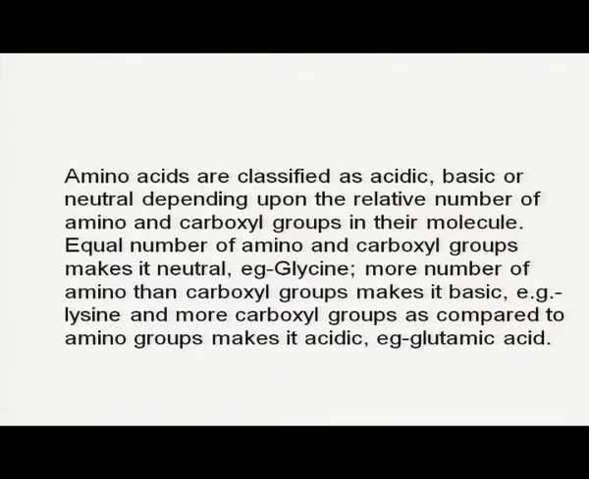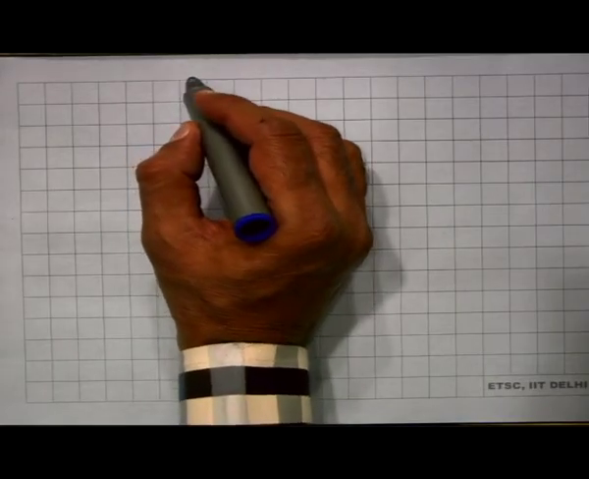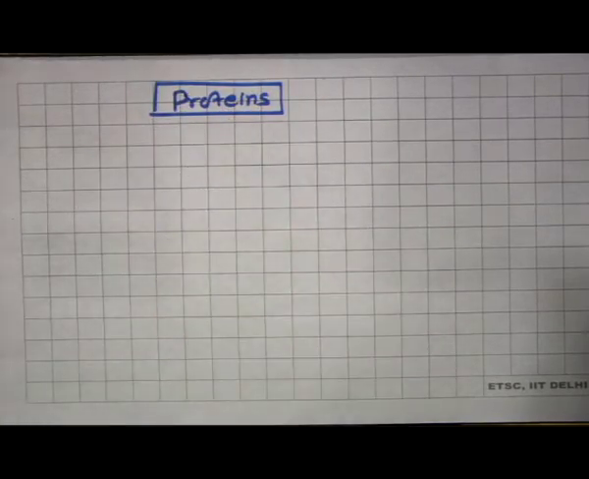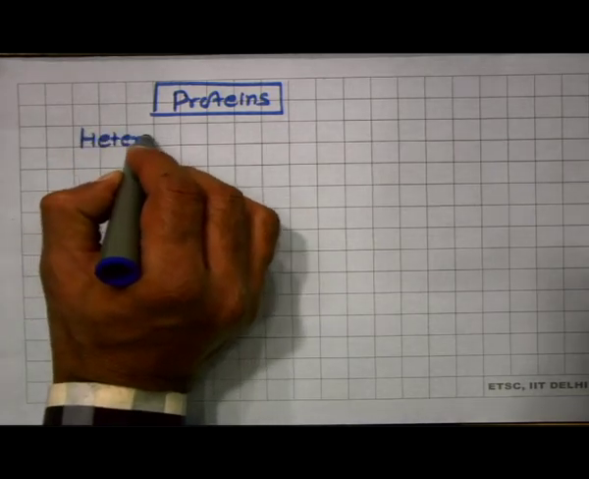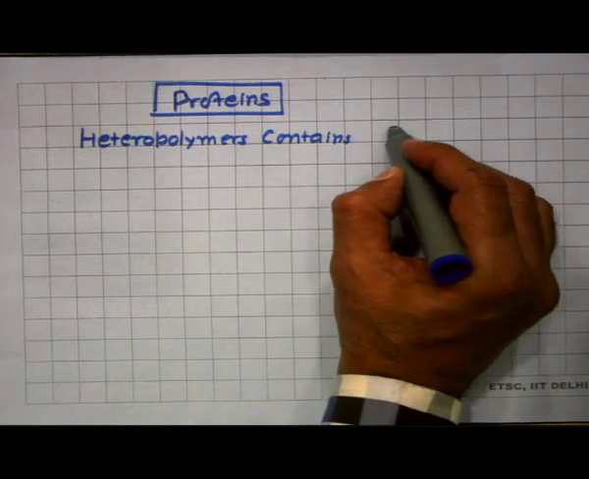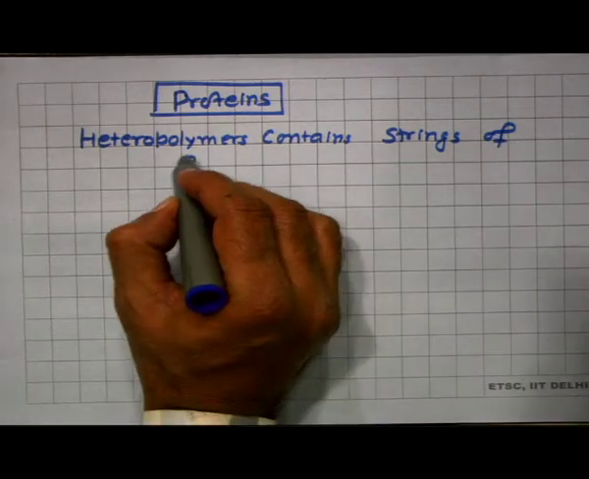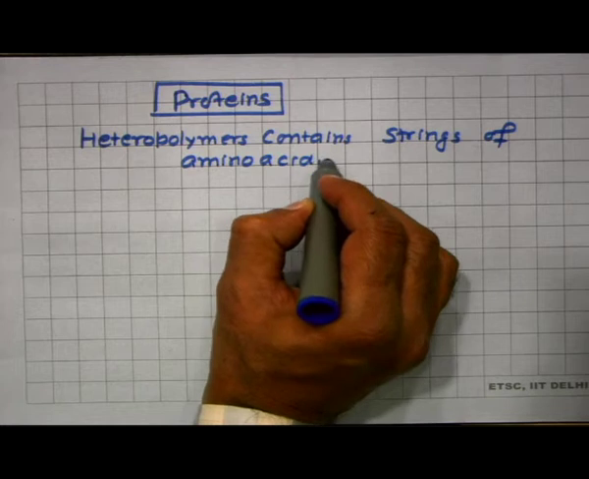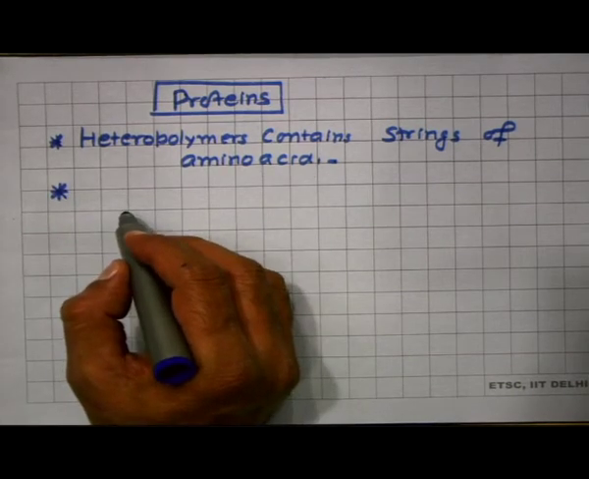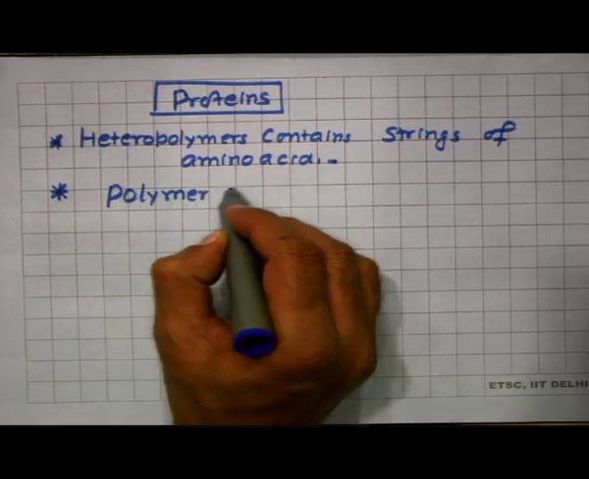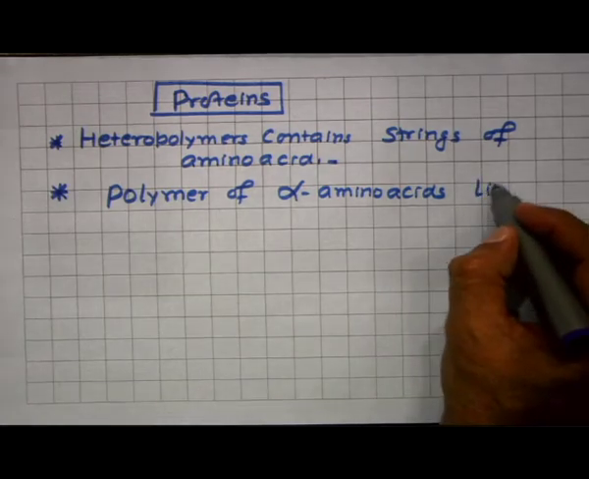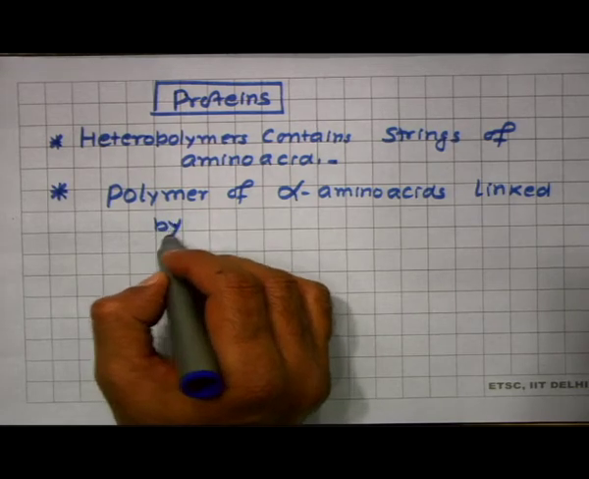Now, there are different types of proteins. When amino acids are synthesized, they constitute proteins. Proteins are heteropolymers containing a string of amino acids. Proteins are formed by amino acids, no doubt, with the help of peptide linkage. It is a polymer of alpha amino acids linked by peptide linkage.